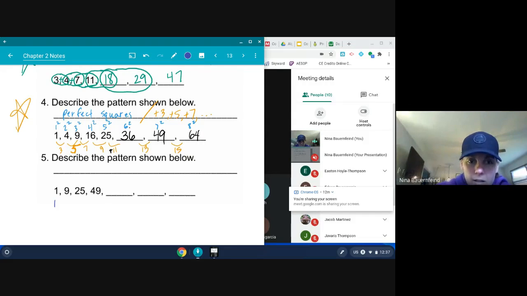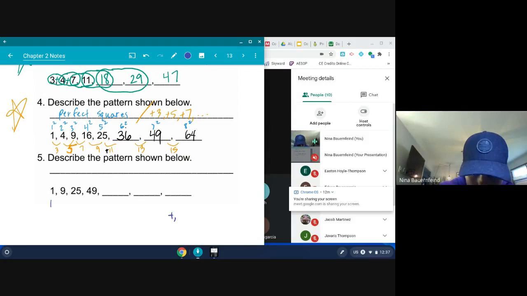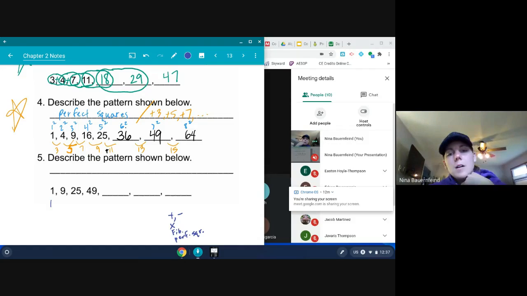So basically, here's what I'm saying. You want to check addition and subtraction first, multiplication second, and then Fibonacci or perfect squares. That's kind of the order, I guess.